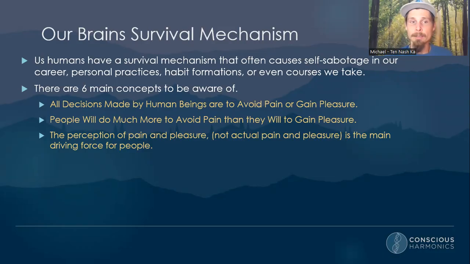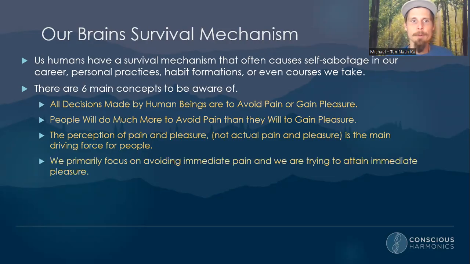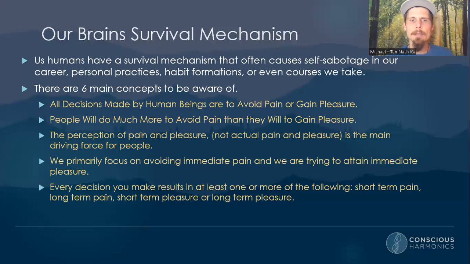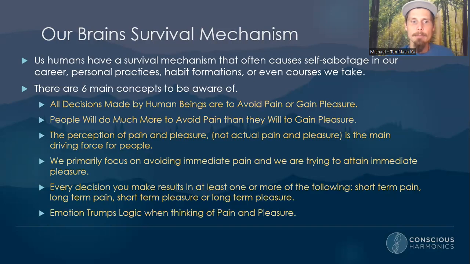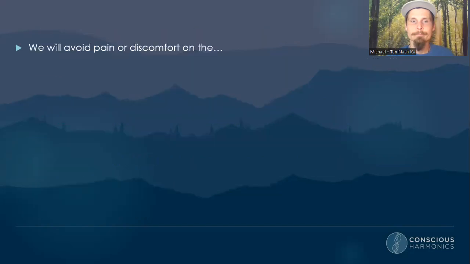The perception, we talked about perception, of pain and pleasure, not the actual pain and pleasure, is the main driving force for people. We primarily focus on avoiding immediate pain, and we are trying to attain immediate pleasure. Every decision you make results in at least one or more of the following: short-term pain, long-term pain, short-term pleasure, long-term pleasure. And finally, emotions trump logic when thinking of pain and pleasure, right? Something that is quite common. However, now let's look at a deeper aspect to this.